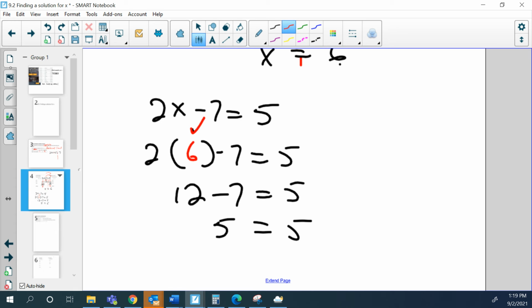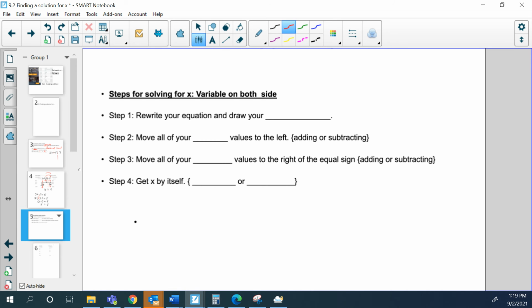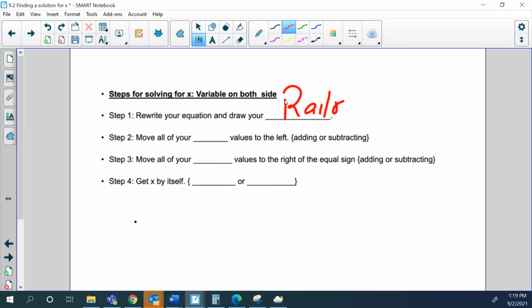All right. Now we have x's on both sides of the equation. So let's see how we're going to do that. Again, we're going to rewrite the equation and draw the railroad track. I'm going to move all my x's to the left side, all my numbers to the right side, and then I'm going to get x by itself by dividing or multiplying. All right, let's look at some examples here.